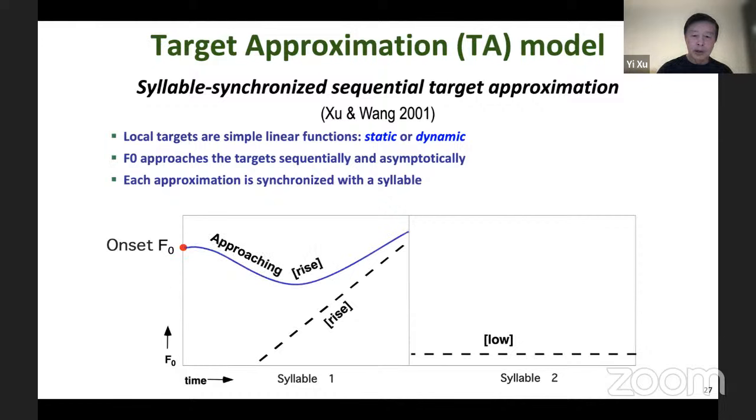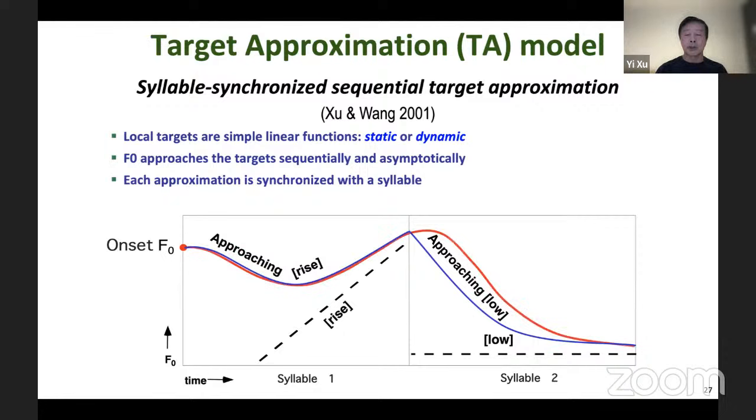If you have enough time, you can reach it. If you don't, you just end wherever you are. And then you have to move on to the next one. But in the actual production, you cannot make a sharp turn. So this is what you get on the surface, meaning that when you see this surface, the peak itself is not really the end. It's because of the delay of inertia.